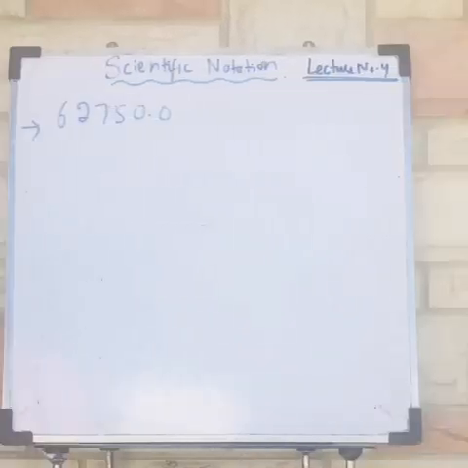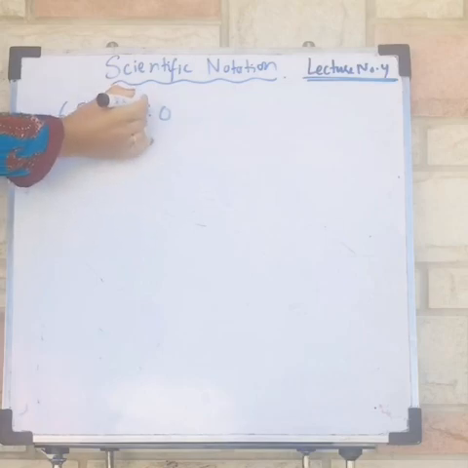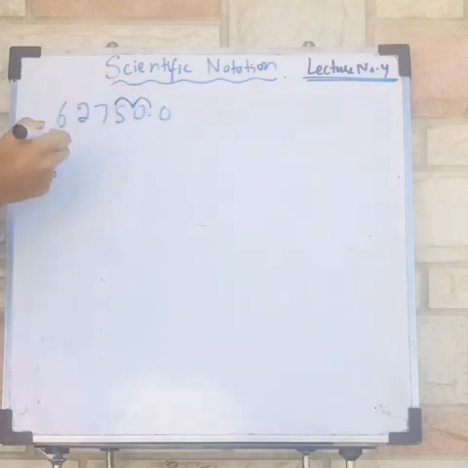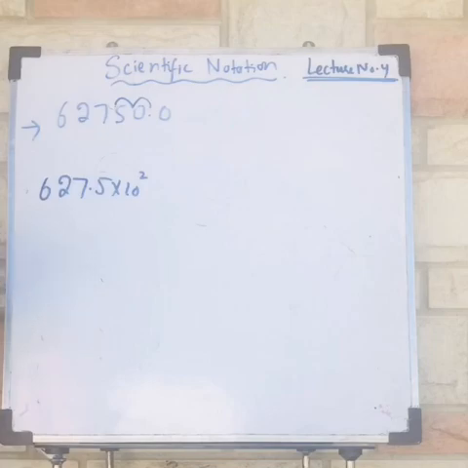Guys, consider this biggest number, which is 62750.0, and I want to represent it in terms of scientific notation. Basically, here I want to play with this decimal point. Let me explain it step by step. First of all, if I cross just 2 digits, then how can I write it in terms of scientific notation? My decimal point is here, I want to shift it there because these are just 2 digits. So 1, 2. I can write it like this: 627.5 times 10 raised to power plus 2.